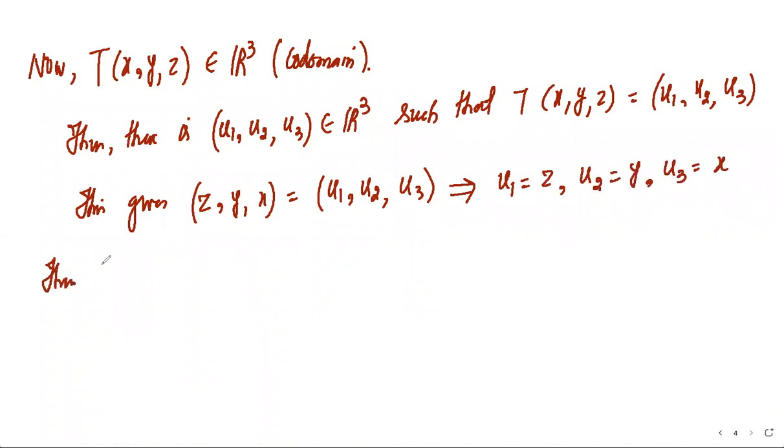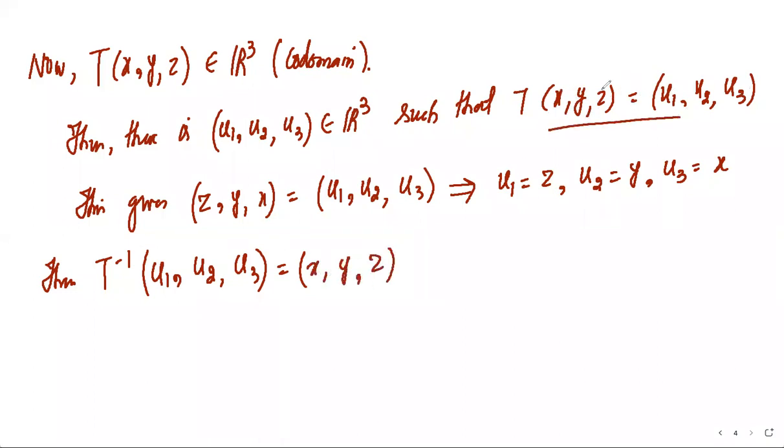And then T inverse of u1, u2, u3 is equal to, what is u1? z. तो T inverse of u1, u2, u3 is equal to x, y, z, इस तरह से. लेकिन अब यहाँ पे जो हमारा x है that's equal to u3. y is equal to u2. z is equal to u1. तो इस तरह से इनवर्स एग्जैक्टली उसी तरह से डिफाइन हो जाएगी.